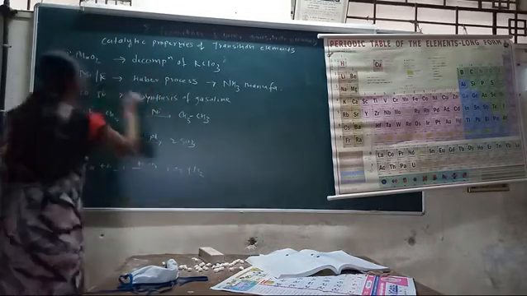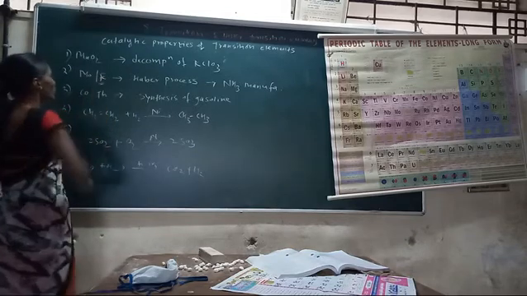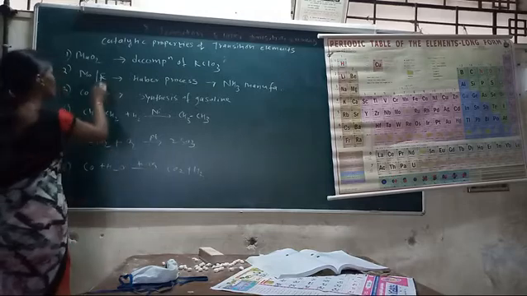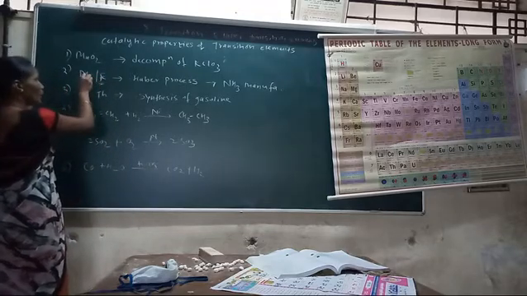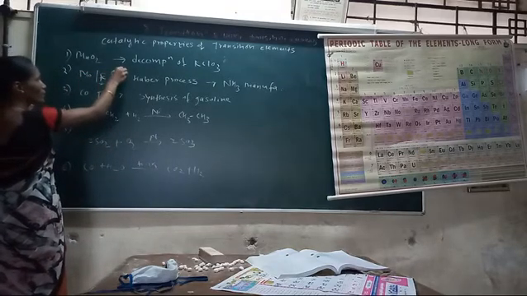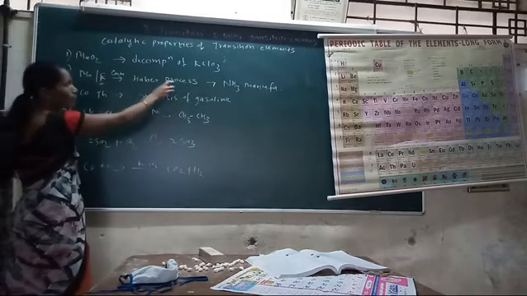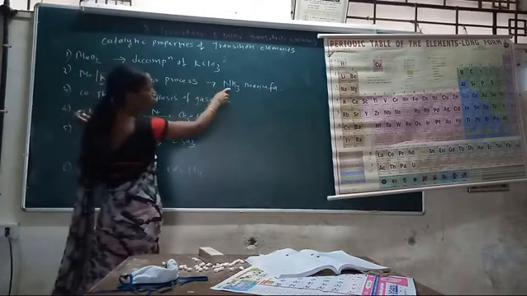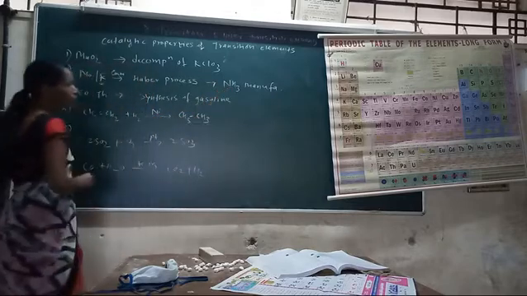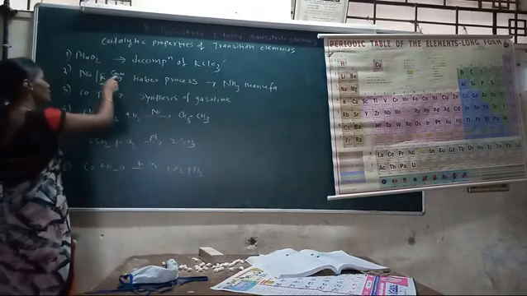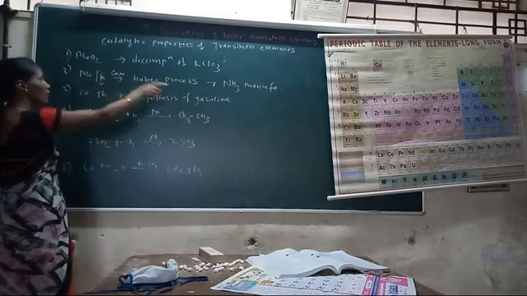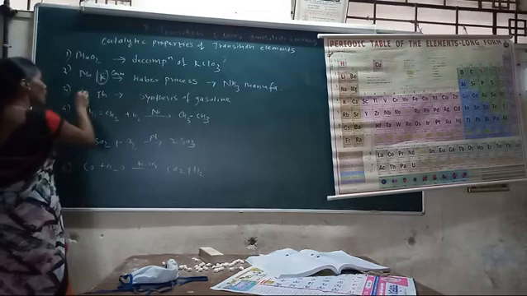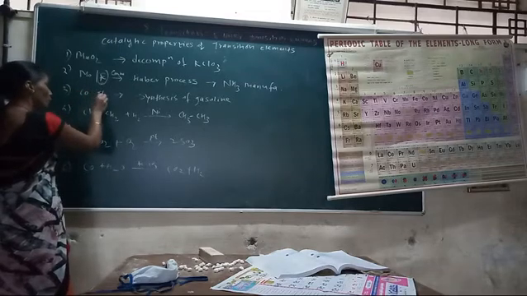Fe is a transition metal of the 3d series. Fe in the presence of molybdenum is used as a catalyst for the Haber process. The Haber process is for the manufacturing of NH3, meaning for NH3 preparation the catalyst used in this reaction is Fe in the presence of molybdenum. Then cobalt, in the presence of thorium.